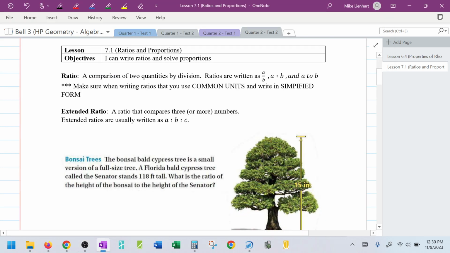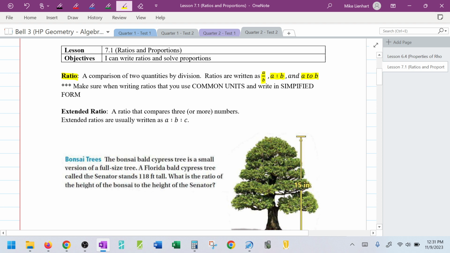This is a video about ratios and proportions and specifically how they're involved in some forms of geometry. All right, so first let's start off by defining what a ratio is. A ratio is a comparison of two quantities by division. Ratios can be written as fractions, using a colon, or using the word "to".